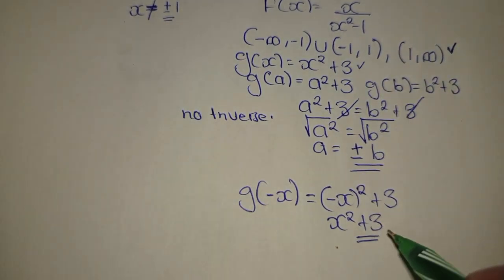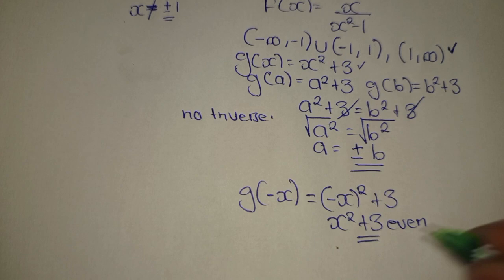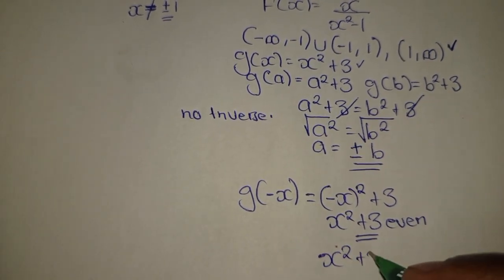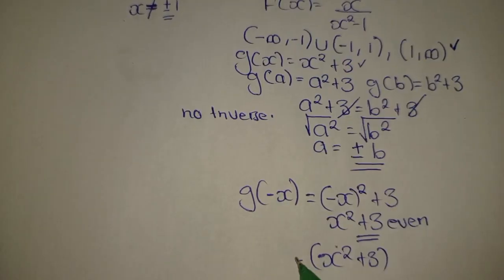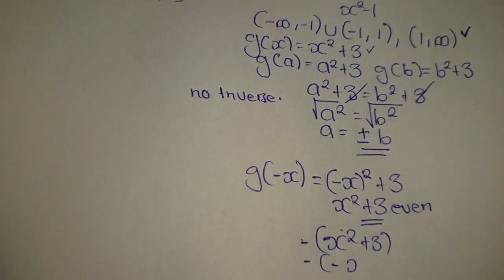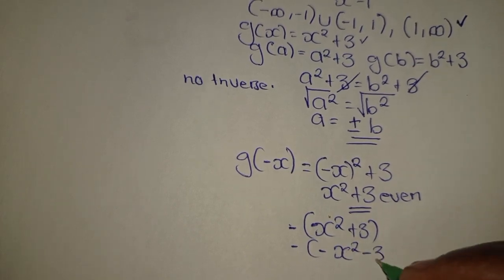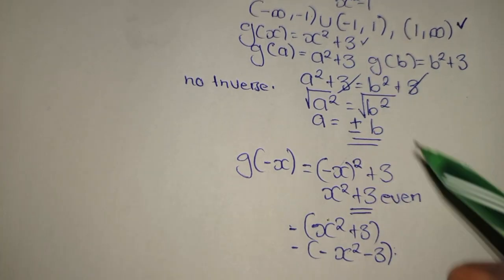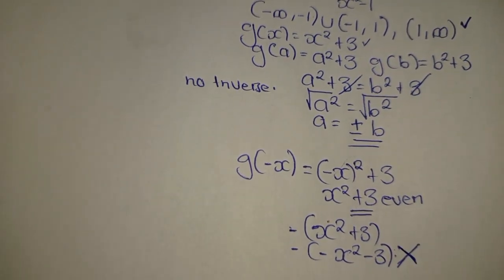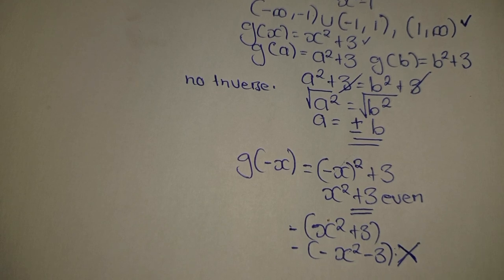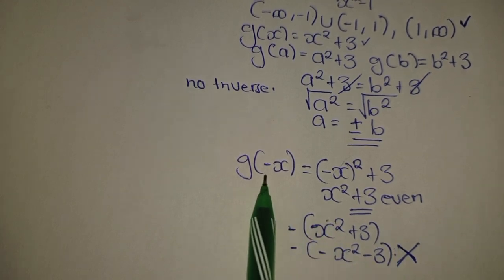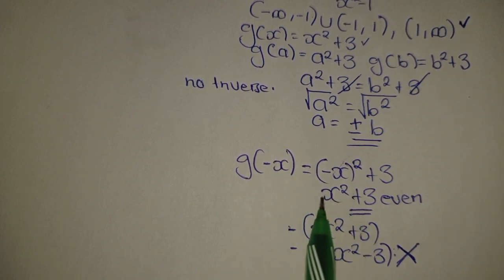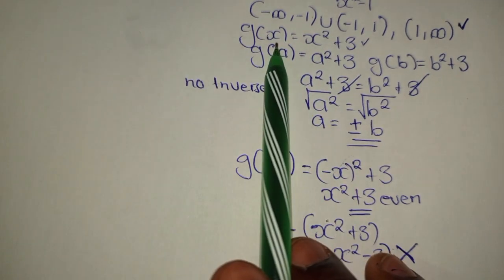This tells you that this is even. But is it odd? If it were odd, we would have multiplied the very same function by a negative. Negative times that gives us negative x squared minus 3, which is not anywhere close to the original. So this is not odd. The way we justify our answer is that it is even, because when we plugged in negative x into g of x, it still gave us the very same function, g of x.